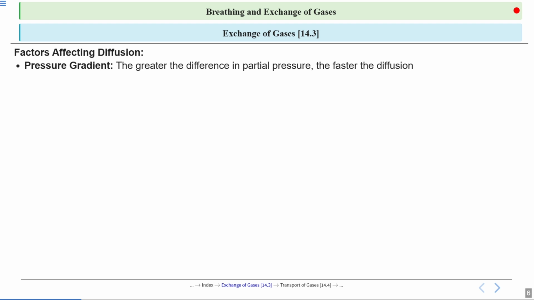If the difference in partial pressure is like 159 and 140, a very small difference, the diffusion will be there, but at a slow rate. But if it is 159 and 104, then the diffusion will take place at a faster pace. So the pressure gradient is a very important factor that affects the process of diffusion.